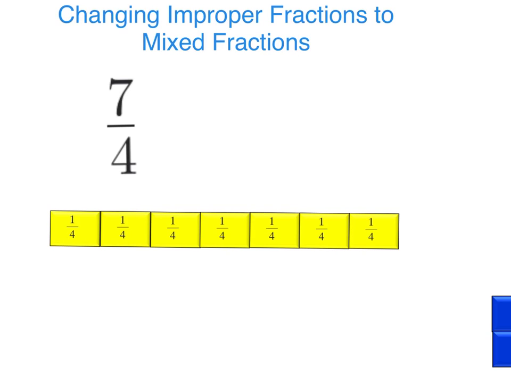Here we have the improper fraction 7/4. We want to change that improper fraction to a mixed fraction. Remember, an improper fraction is when the top number, the numerator, is bigger or equal to the bottom number, the denominator.